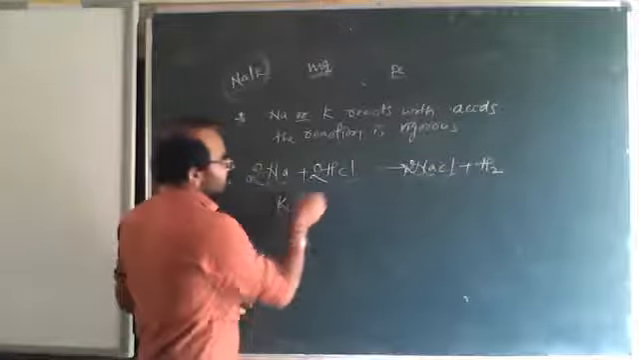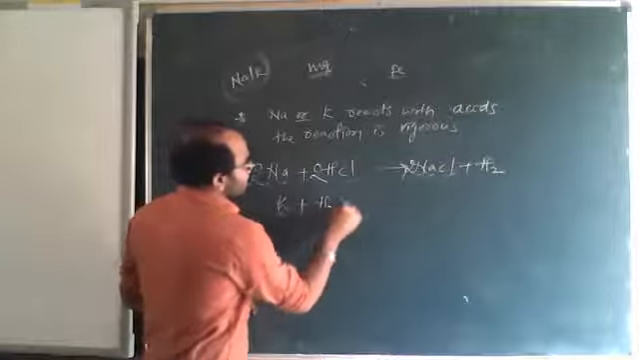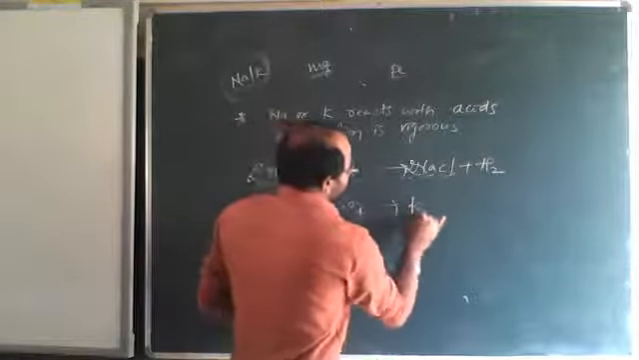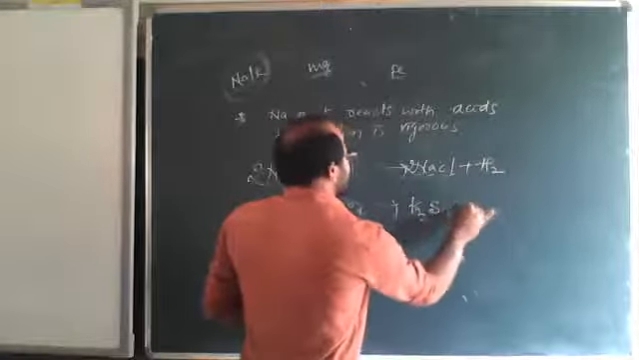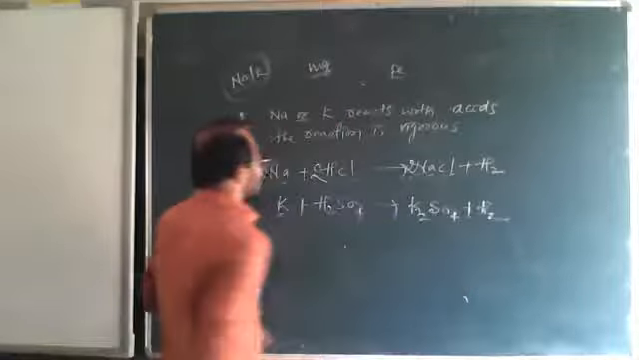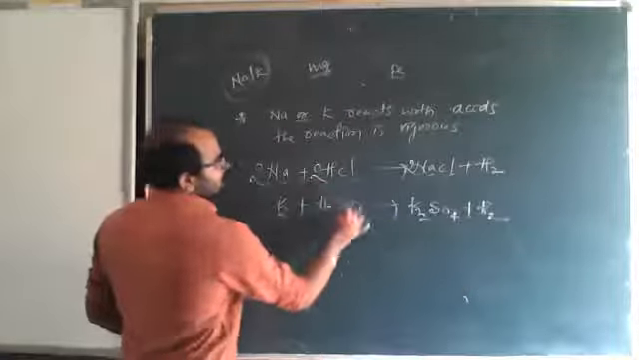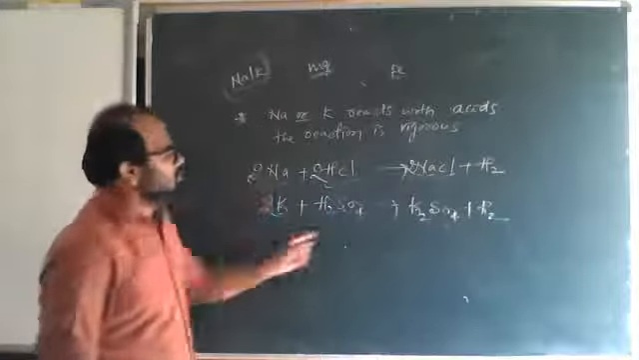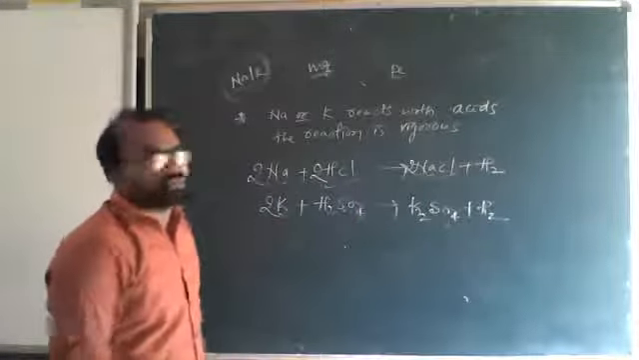If you take K, instead of HCl, you take H2SO4. What will it become? K2SO4 plus H2. H2 are there, SO4 is there, but K is 2 here. So I will write 2 here. 2K plus H2SO4 gives K2SO4 plus H2.